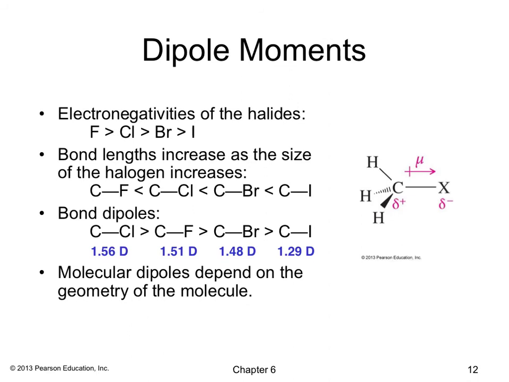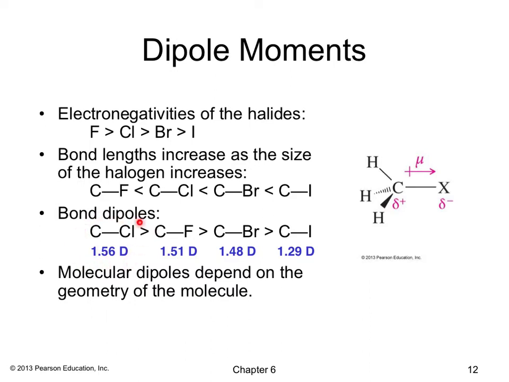Dipole moments, as you know, the electronegativities of halides are fluorine, then chlorine, then bromine, and then iodine. Bond lengths increase as the size of the halogens increase. So here's the order of the bond lengths, in which the CF bond is the shortest, followed by CCl, followed by CBr, followed by CI, and then the bond dipoles.